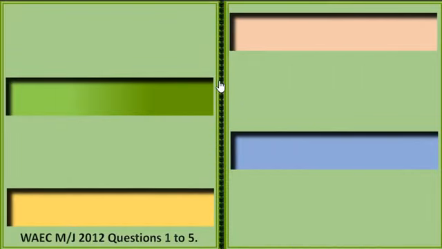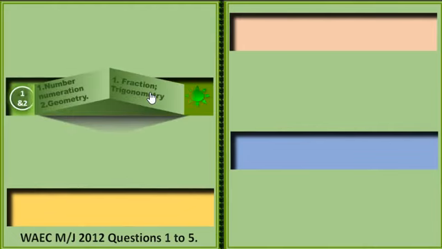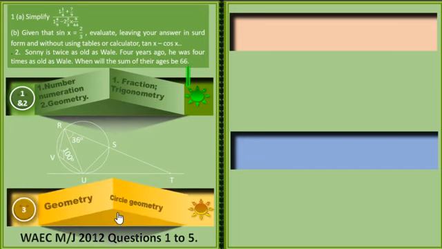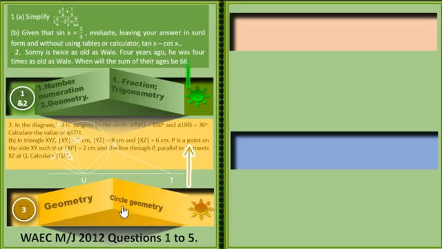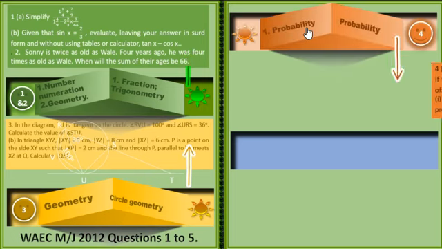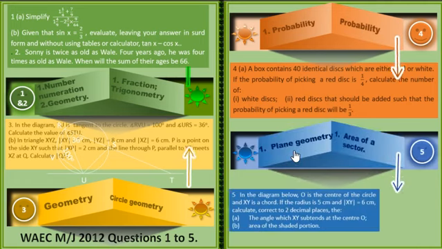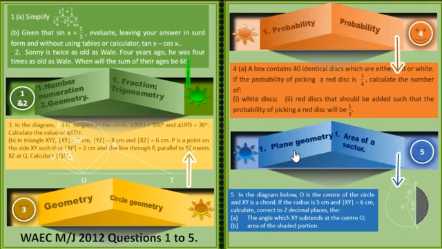We are looking at WASSCE May/June 2012, questions number 1 to 5. Questions 1 and 2: numeration and geometry, fraction and trigonometry. Question number 3, geometry, circle geometry. Question number 4 on probability. Question number 5, plane geometry, area of a sector.